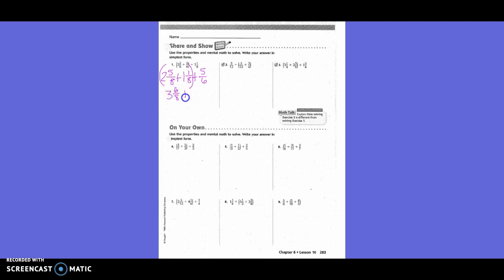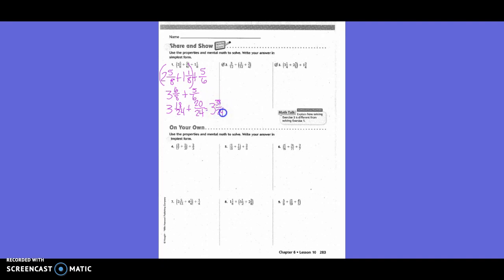6/8 plus 5/6. What's my new denominator? 24, right? So 3, and then we said 24. How did I get from 8 to 24? Times 3. So 6 times 3 is 18, because what I do on the bottom, I also have to do on the top. We said 24 was our new denominator. How did I get from 6 to 24? Times 4. So 5 times 4 is 20.